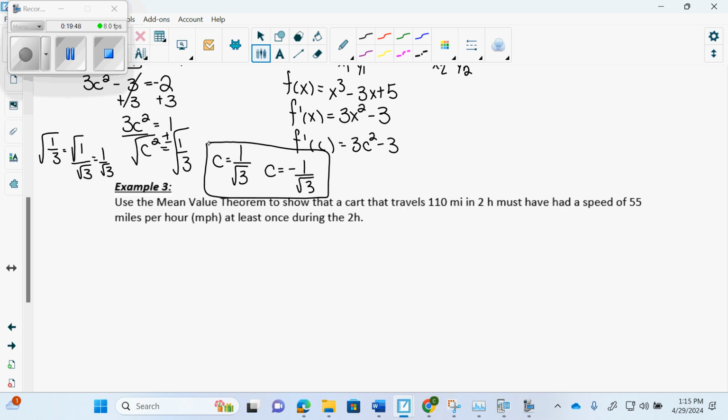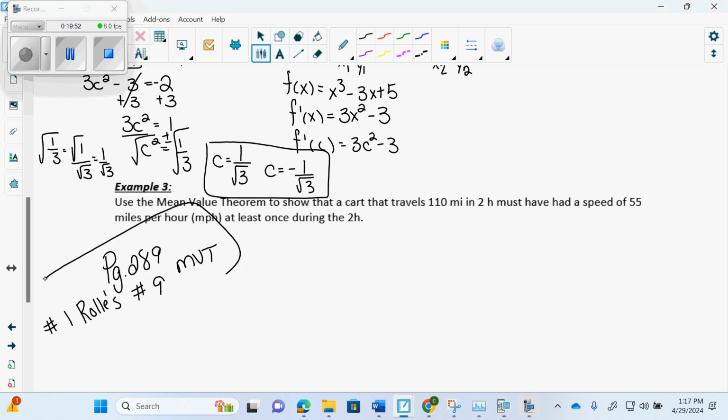I'm going to give you 2 questions for your textbook. One on mean, one on Rolle's. Okay, page 289. Number 1 is Rolle's. Number 9 is mean value theorem.